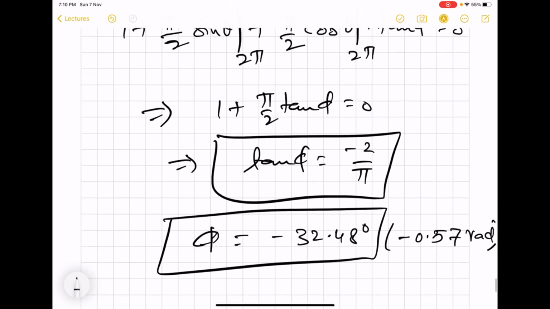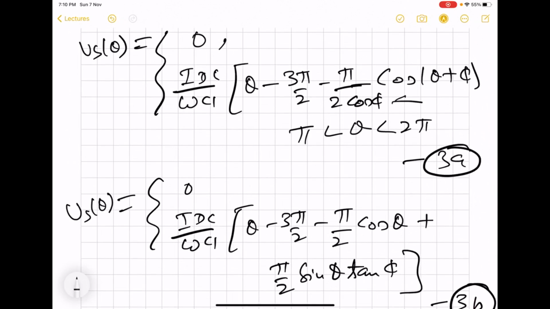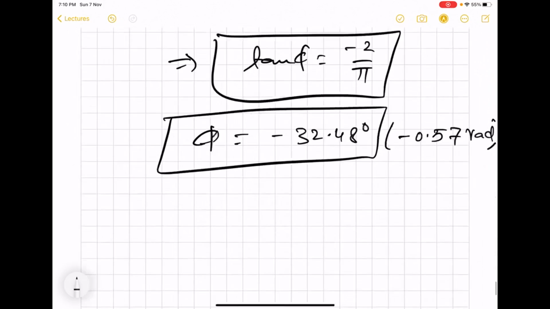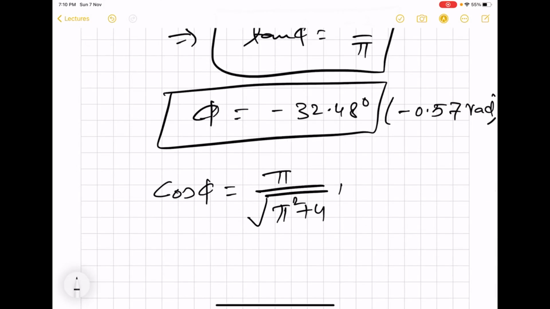From this tan phi, we can find out cos phi, because we can see that this cos phi appears in the expression for switch voltage. So we can find out cos phi, and this will turn out to be pi by square root of pi square plus 4. And since tan is negative, so sin phi is going to be negative, and it will be given by this value.